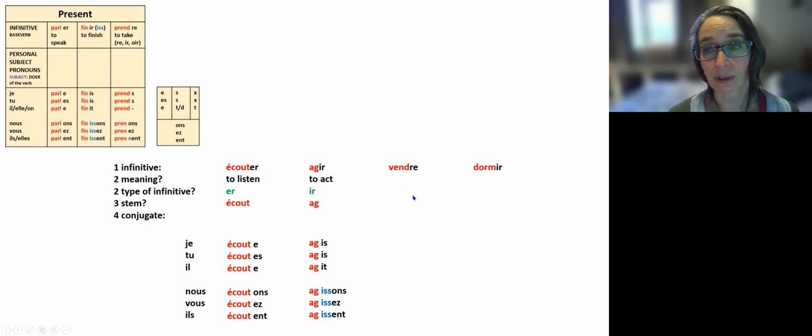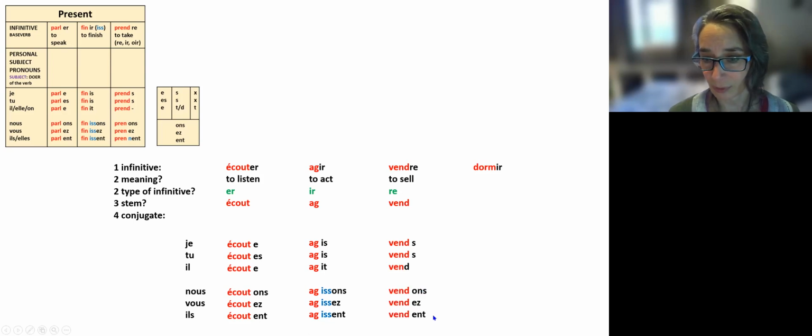Vendre. So vendre, okay, means to sell. Think of the word vending machine. What type of infinitive is it? RE. What is its stem? Vend. Okay, so let's conjugate. It's an RE verb. Here we go. Je vends. S. Tu vends. Il vend. Nous vendons. Vous vendez. Ils vendent. Okay, so can you see how straightforward this is?